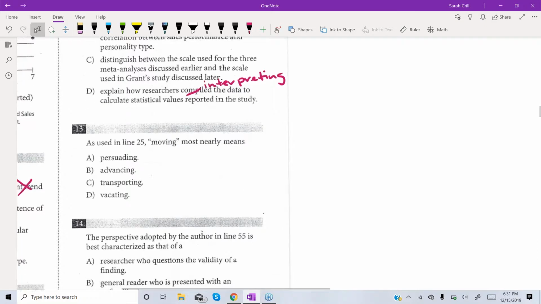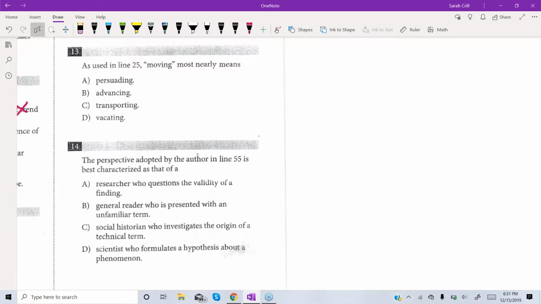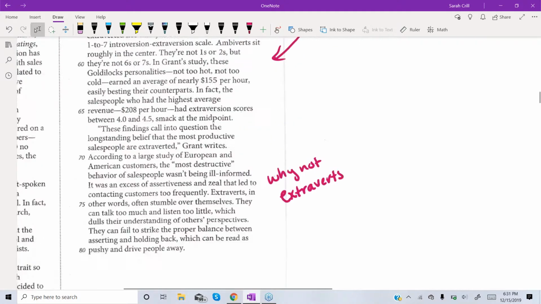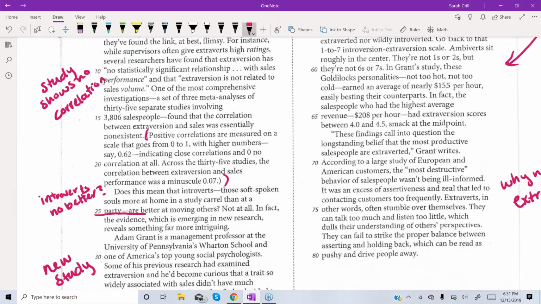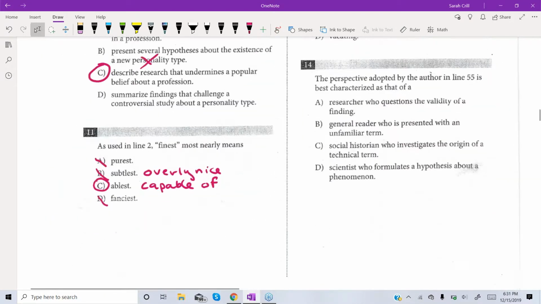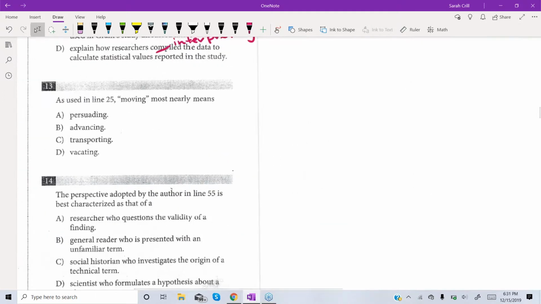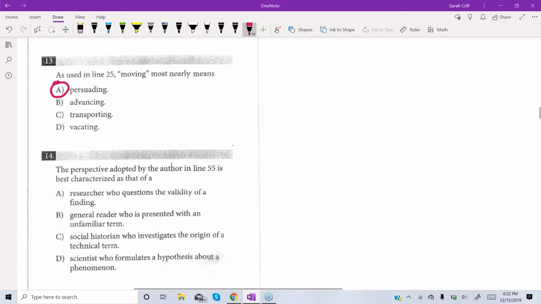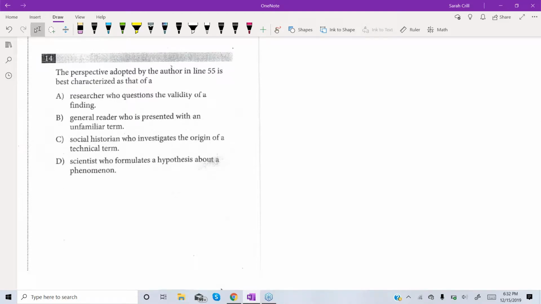All right, so let's look at number 13. As used in line 25, moving most nearly means what? So let's go to 25. It says, does that mean that introverts are better at moving others? Moving others physically? No, moving others emotionally, right? So are they better at persuading others, advancing others, transporting others, or vacating others? It's going to be persuading, because salespeople always want to persuade people to buy something. All right, let's do number 14, and then we can move on to the writing and language strategies.